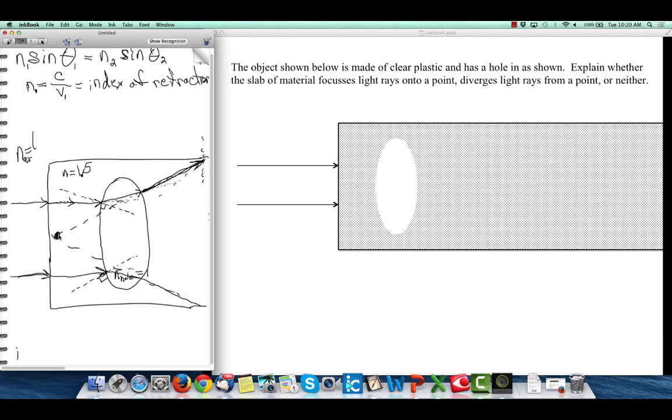but no rays actually ever came from that point. This is meant, so that you'll think about things carefully, to be the opposite of a lens that you would see, where the lens is the slow thing. The light is slower in the lens than it is in the air. This is the opposite of that.